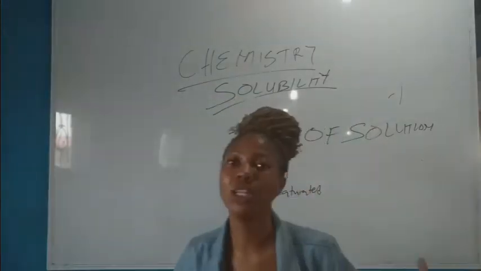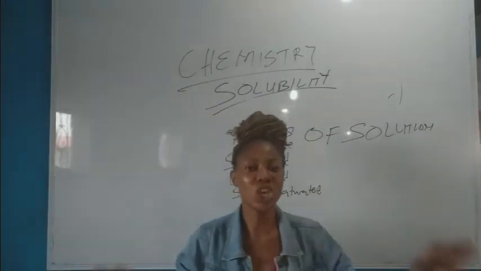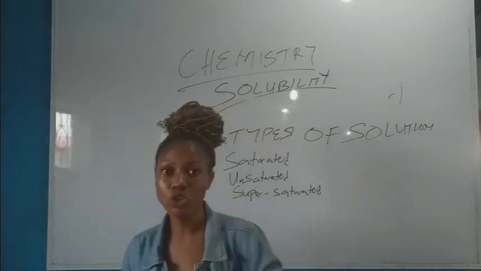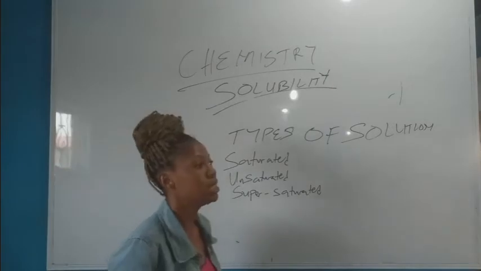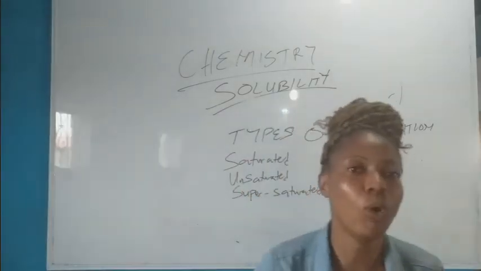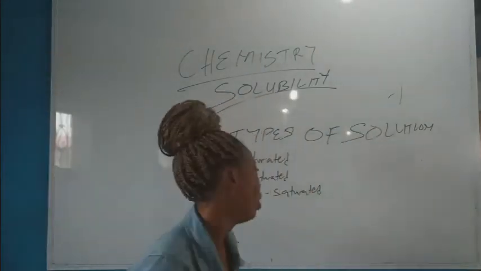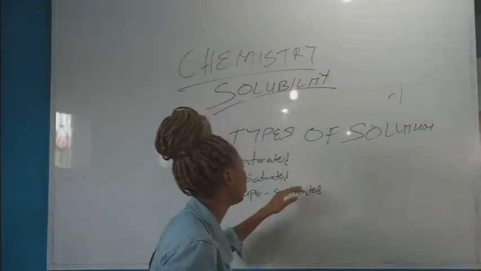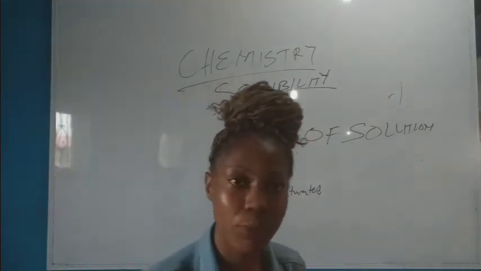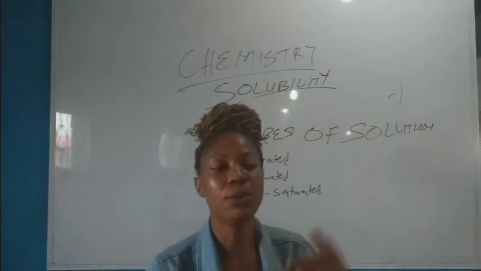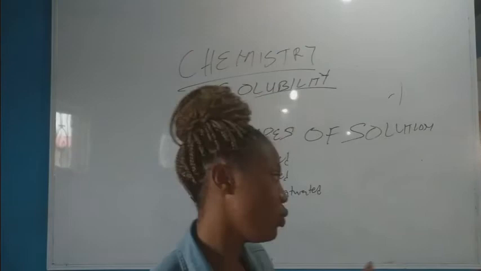It has taken the amount it can take in at that temperature. So there is now an equilibrium between the undissolved solute and the solution. I hope you understand that. Unsaturated solution is a type of solution that can still take more, like someone that is hungry and can still eat more. We have less, so the solvent can still dissolve more solute at that temperature. When the temperature is increased, the solvent can still dissolve more solute in an unsaturated solution.